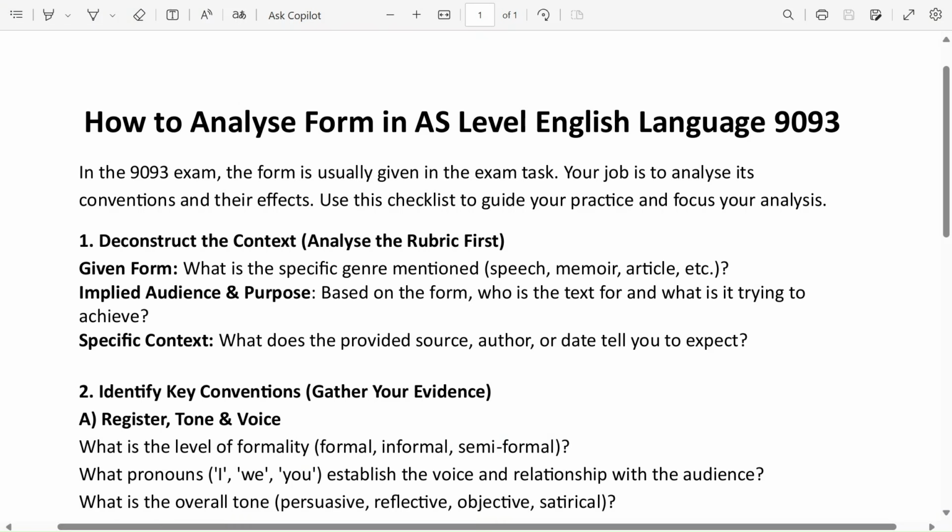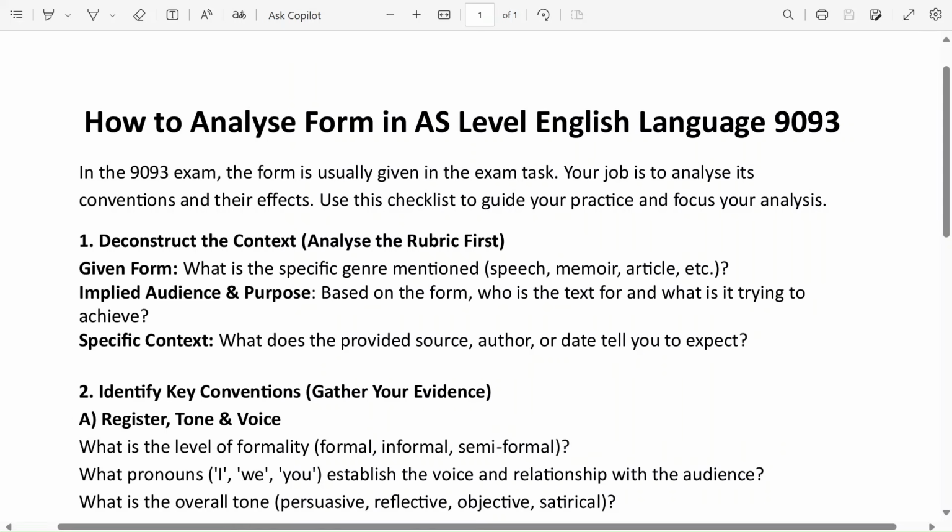Today we are tackling a crucial skill for the Cambridge 9093 exam, analyzing form. Now, I know what some of you may be thinking. Form, isn't that just what the text is? Well, you're half right. The good news is in the exam, they usually tell you the form. You don't have to guess if the text you're reading is a speech or a memoir, for example.